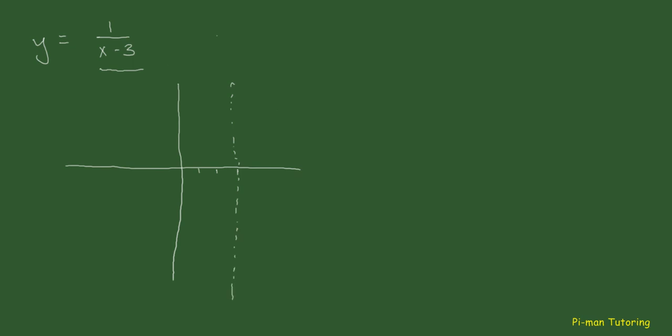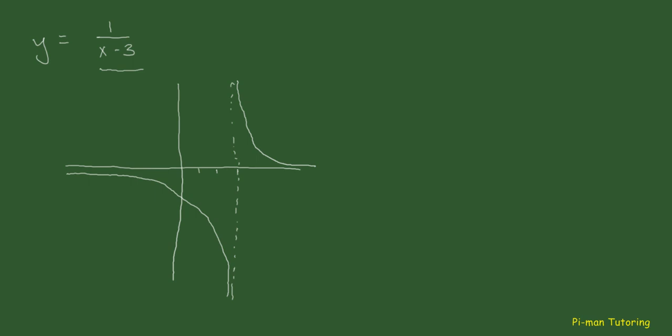And if you feed in values slightly above 3, you'll find you are positive and very large. So the graph looks like this. And if you feed in numbers slightly below 3, you'll get very large negative values. And so we know that the graph looks something like this. And as x tends to positive infinity, we get closer and closer to 0. And as x tends towards negative infinity, we will get closer and closer to 0, but from the negative side.